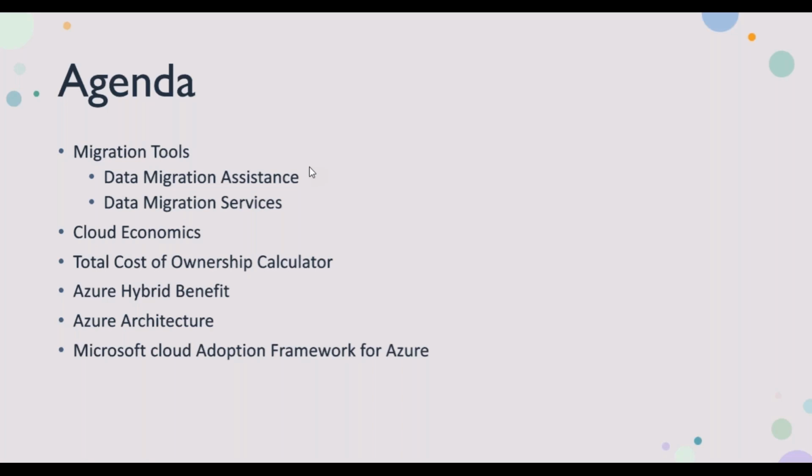So we are going to talk about cloud economics, a little bit about the TCO calculator, the Azure Hybrid Benefit, and a few of the ready architectures available in Azure, so that you can just pick one and get started. And again, one of the important ones is the Cloud Adoption Framework, also provided by Azure. These things will help ease your journey while moving your databases, or anything from your on-premises to your cloud.